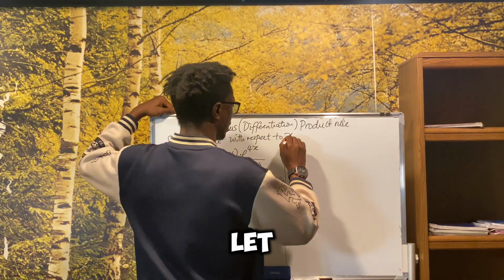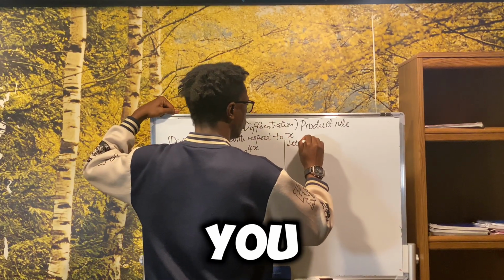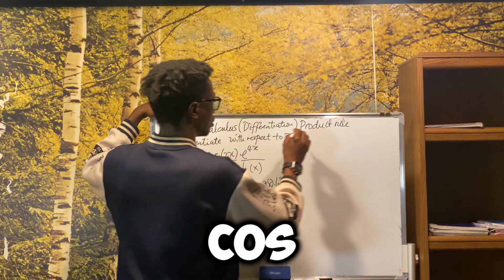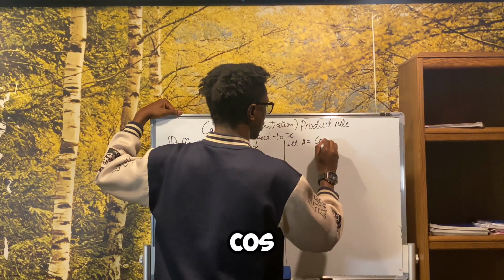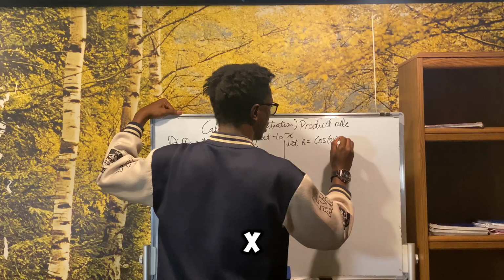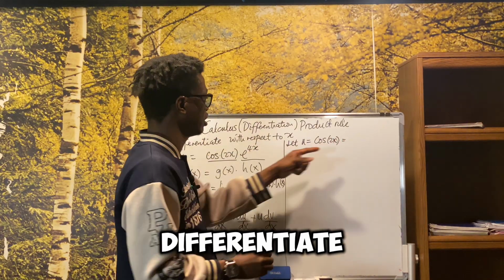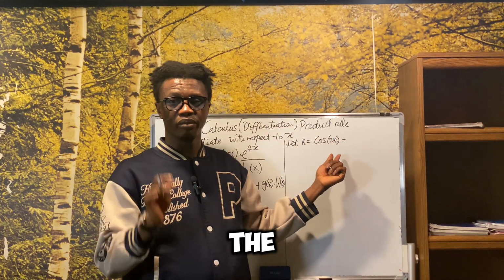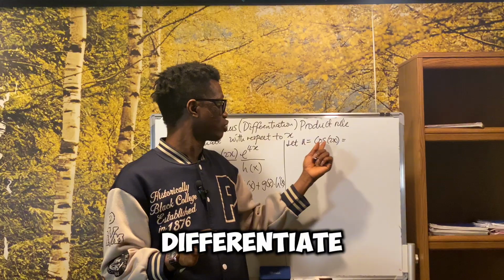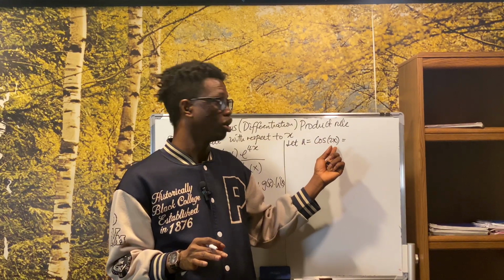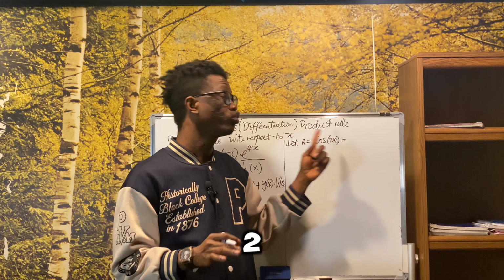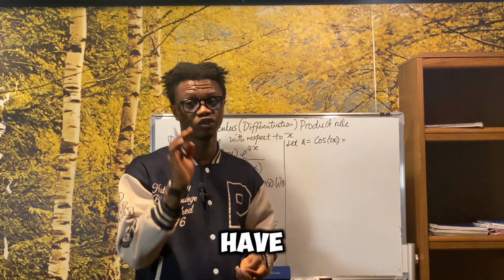Okay, so let's see. Let u equal cos 2x. Now you differentiate this. The method we have to apply here, for us to differentiate cos 2x, first of all, you differentiate what is inside the bracket. If you differentiate 2x, you are going to have 2.